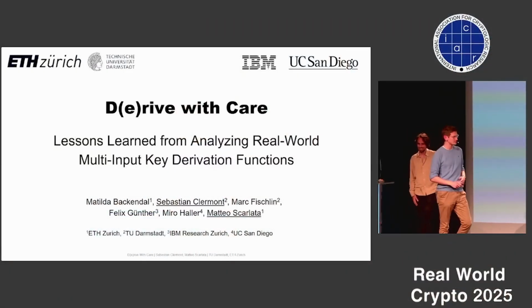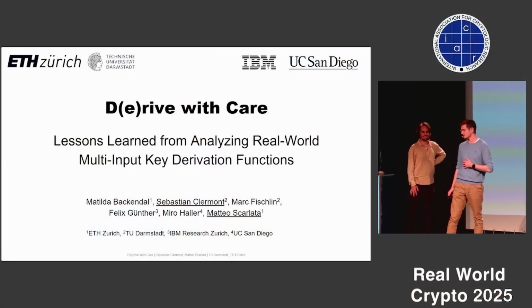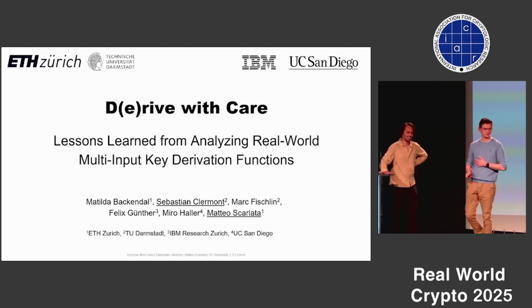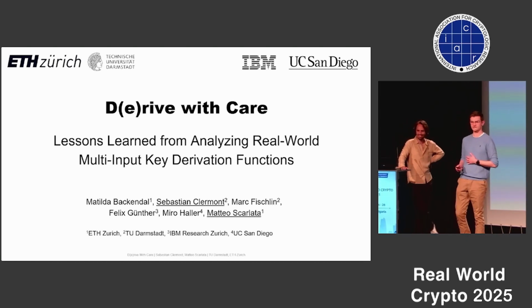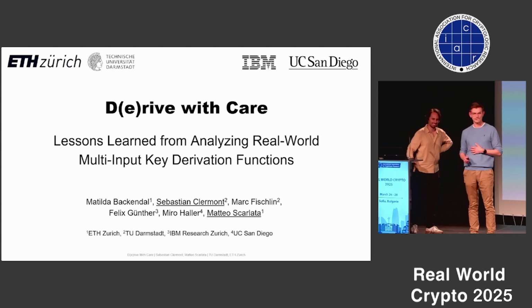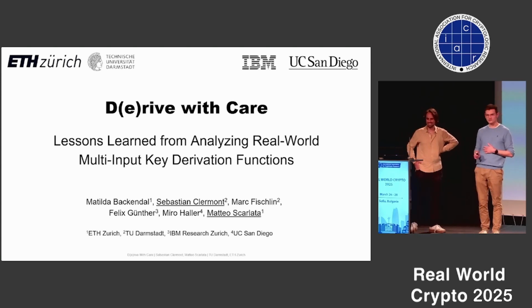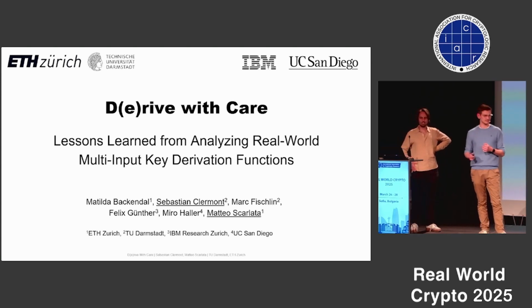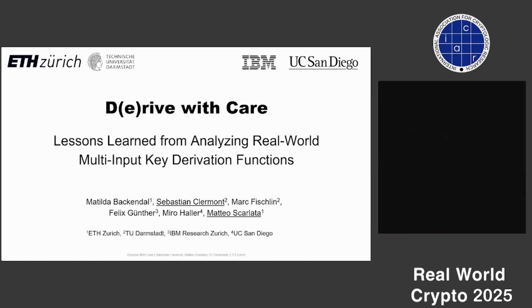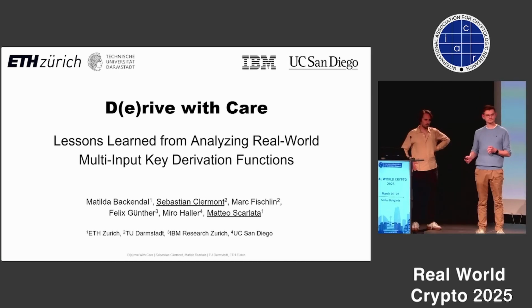Hi, thank you very much for the introduction. My name is Sebastian, and I'm here with Matteo today to talk to you about a very fundamental primitive, the key derivation function. But not any key derivation function, but key derivation functions that take as input multiple secrets to combine them into one single output secret. And we will discuss the lessons we've learned when analyzing real-world constructions of this primitive.